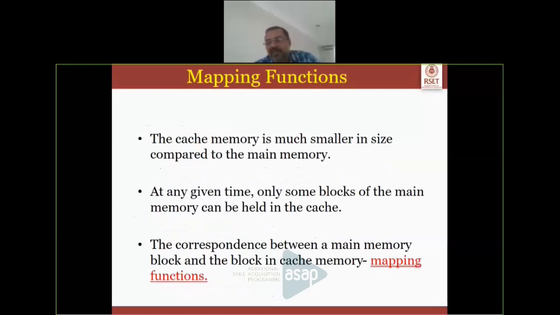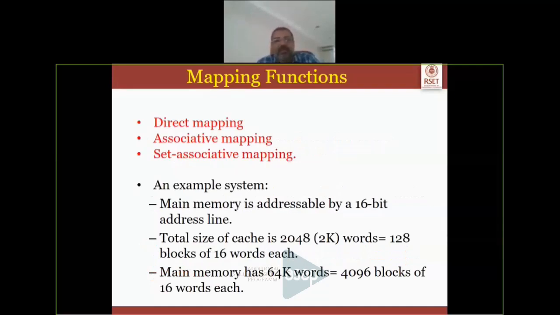As I mentioned, the size of the cache memory is very small when compared with the main memory. So whatever is required by the processor has to be loaded into the cache memory. Since the cache is small, we need to take something out, replace it, and load something again and again according to the processor's requests. It needs a mapping function. We are going to discuss three different types of mapping functions. First is direct mapping, second is associative mapping, and third is set associative mapping. The second one, associative mapping, is sometimes also called fully associative mapping.